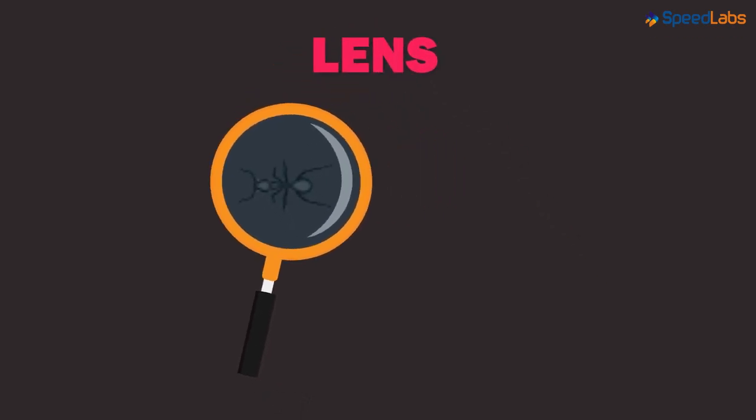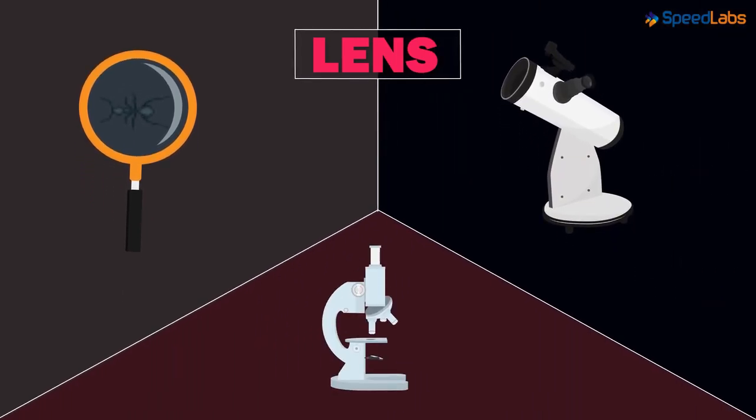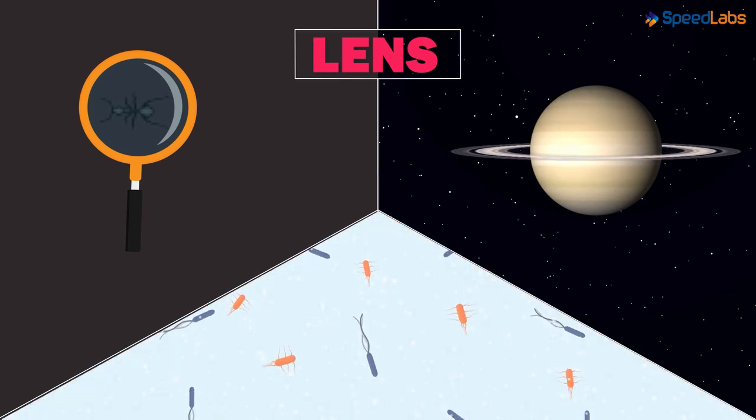So as you must have guessed, it's used in telescopes and microscopes. In a telescope, the lens produces an enlarged image of the celestial bodies. Whereas in a microscope, it's used to look at tiny microorganisms.